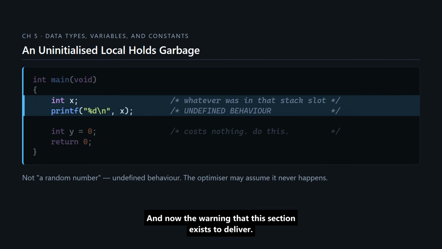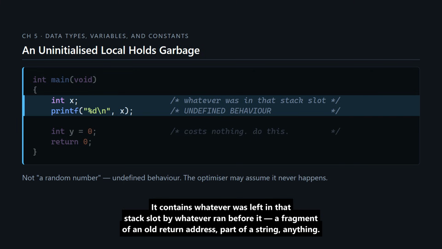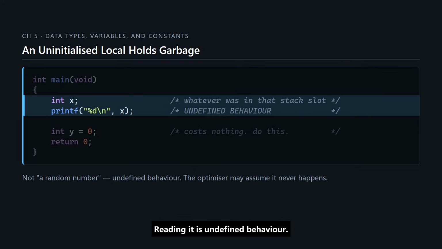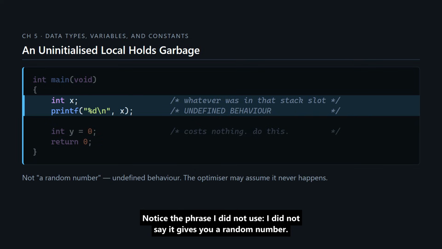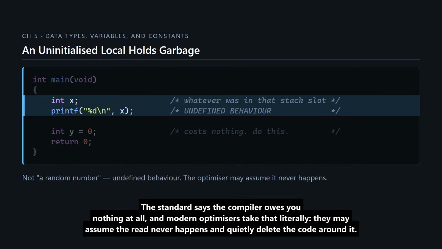And now the warning that this section exists to deliver. An uninitialized local variable does not start at 0. It contains whatever was left in that stack slot by whatever ran before it, a fragment of an old return address, part of a string, anything. Reading it is undefined behavior. Notice the phrase: it is not "I did not say, so it gives you a random number." Undefined behavior is a stronger and stranger thing than a surprising value. The standard says the compiler owes you nothing at all, and modern optimizers take that literally. They may assume the read never happens and quietly delete the code around it.